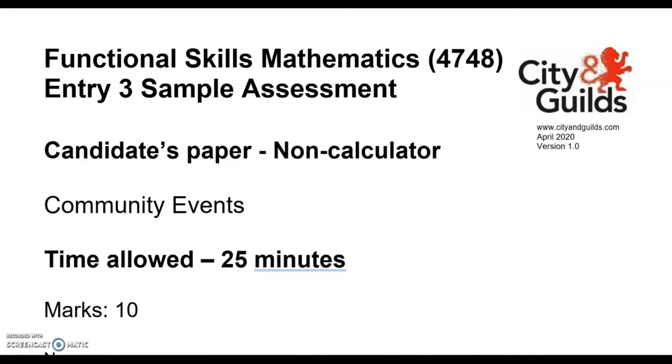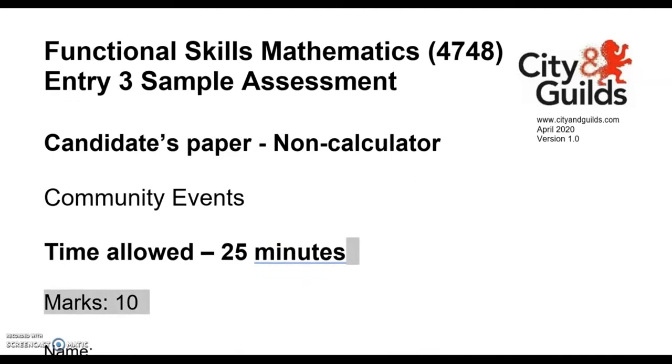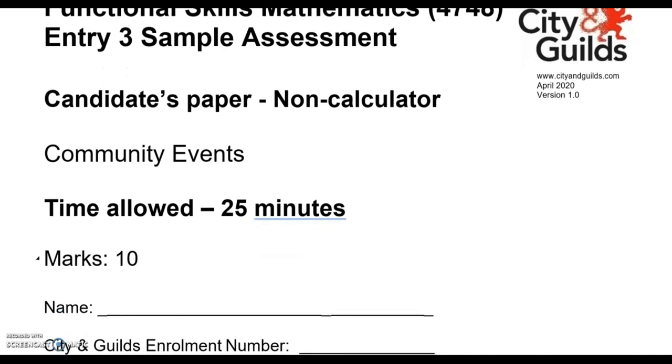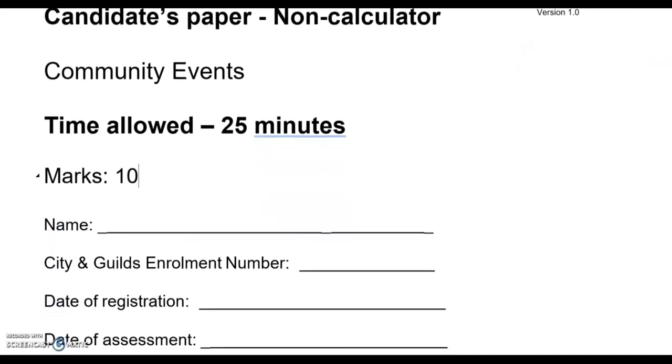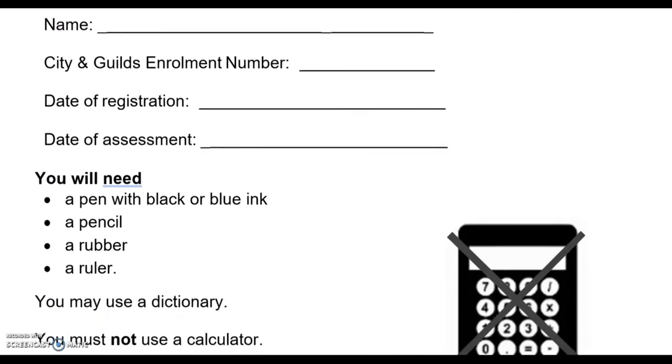This is an Entry 3 Functional Skills paper from City and Guilds. There are two parts to this paper. The first one, you can't use a calculator. There are 10 marks for this. In the second part, you can use a calculator.